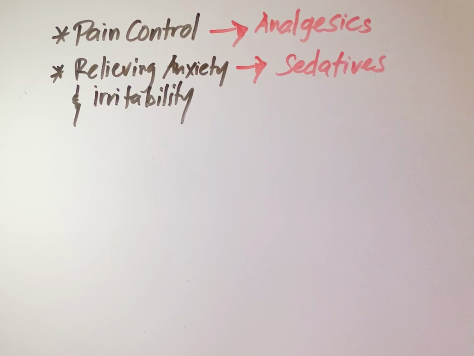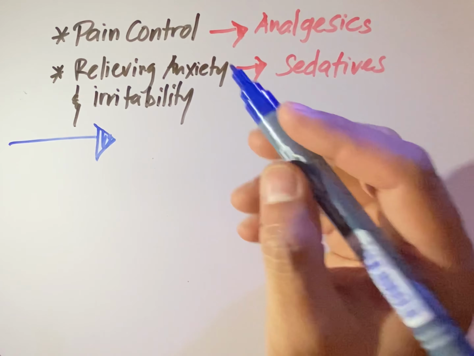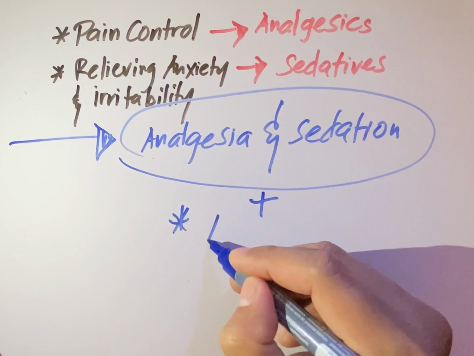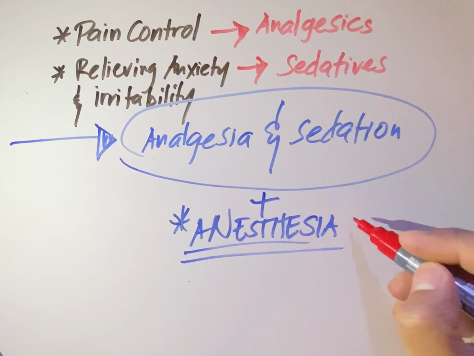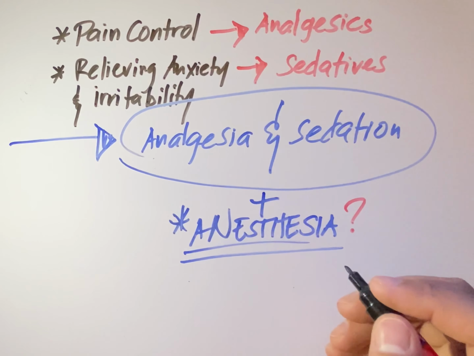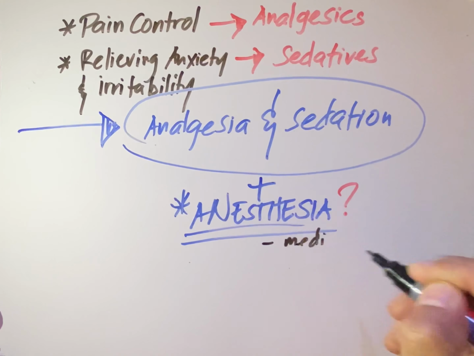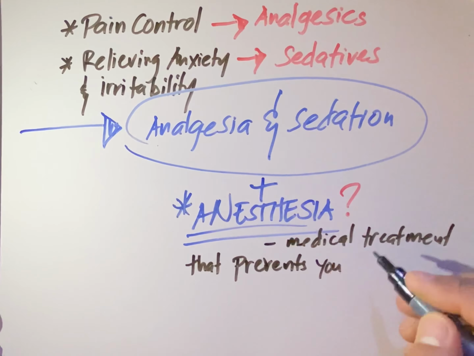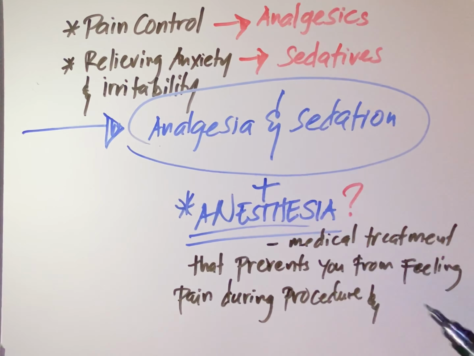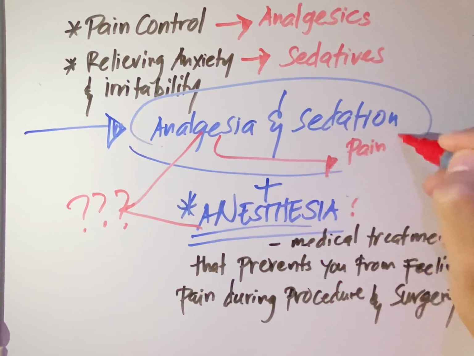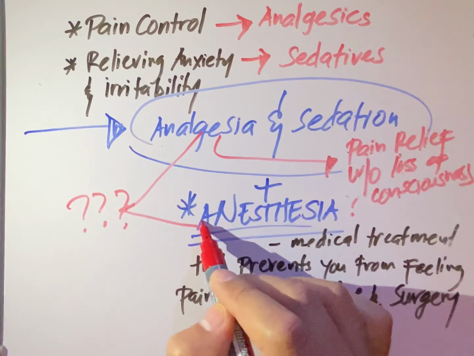Okay? So, we frequently hear the terms analgesia and sedation, as well as anesthesia. What is anesthesia? I need to add this because most often these terms come together. Anesthesia is a medical treatment that prevents you from feeling pain during a procedure or surgery. So what's the difference between analgesia and anesthesia? Analgesia is pain relief without loss of consciousness and without total loss of feeling or movement.